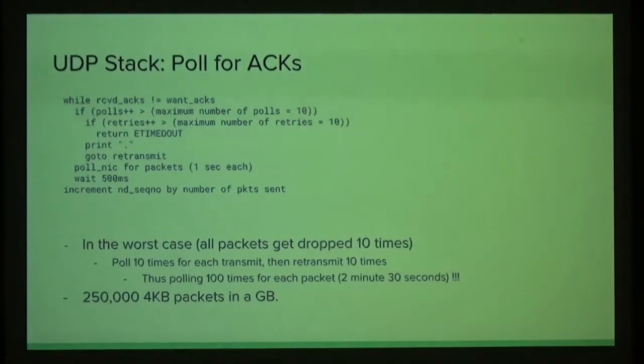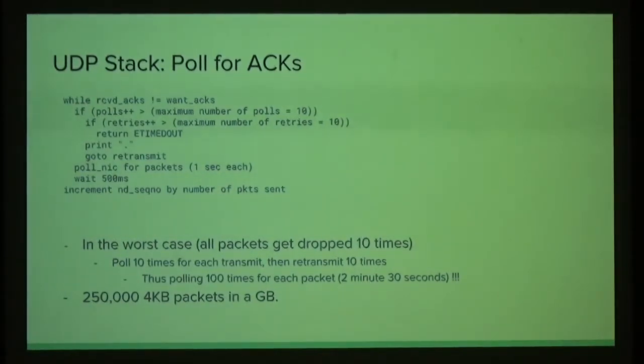And then each time you go for a retry, you print a period and go to retransmit. And then if you don't retry, or after all that, you poll the NIC for a packet. It takes about a second or two each, and then you wait 500 milliseconds. And then if you do successfully receive this, you increment the sequence number, the number of packets sent total throughout this whole process, and then if you're transmitting the header, you go to the VM core. If you're going to the core, you go to the finished packet.